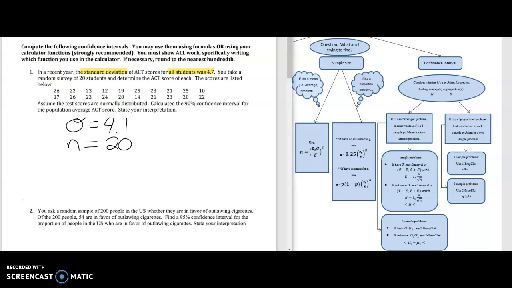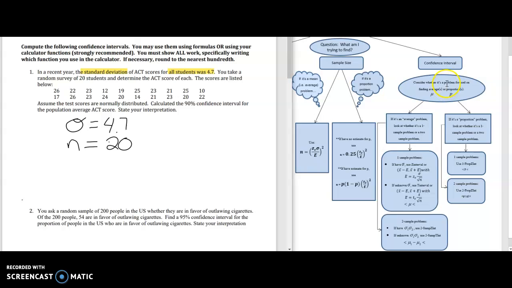Assume that the test scores are normally distributed. Calculate the 90% confidence interval for the population average ACT score. So in other words, here's a sample. Use it to guess something about the population. So looking at our flow chart over here, it's not a sample size problem. It's not a how many. We know it's a confidence interval problem.